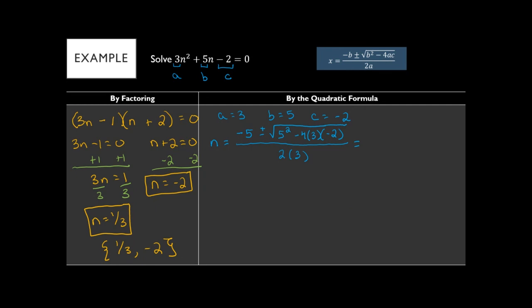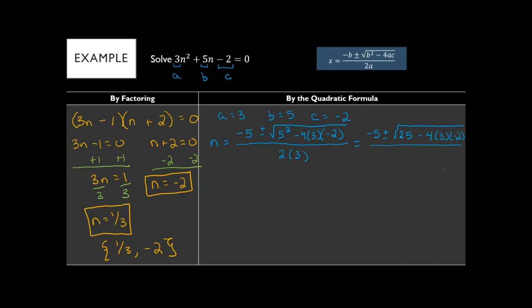So I've got my -5. We're not doing anything there, and then the plus or minus. And the first thing we want to do is simplify inside the square root. So inside the square root, we're following the order of operations. We don't have parentheses to go inside of. All we have here are exponents and multiplication. So the exponent comes first. I'm going to do 5 squared, which is 25. And then I've got my minus 4 times 3 times negative 2.